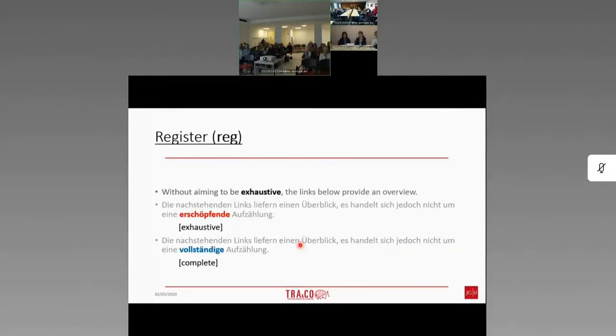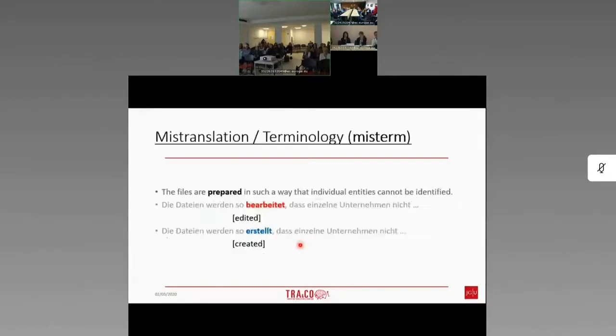For register, another example, so the back translation would be, without aiming to be exhaustive, the NMT said erschöpfend, and the post-editor corrected this to vollständig, complete. This would be a register error, and a mistranslation or terminology error would be prepared and edited, or erstellt, created.